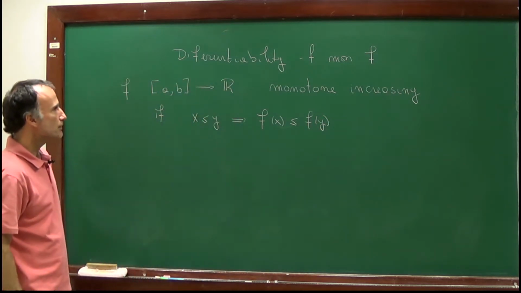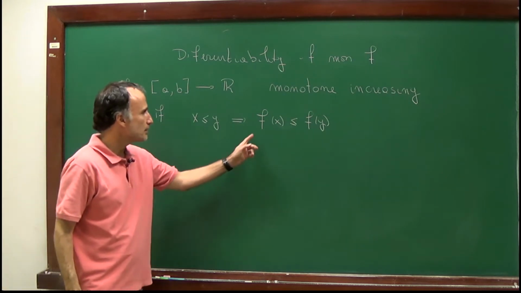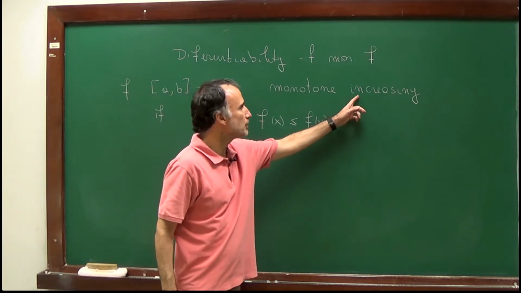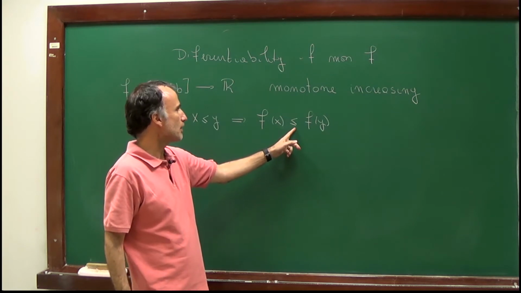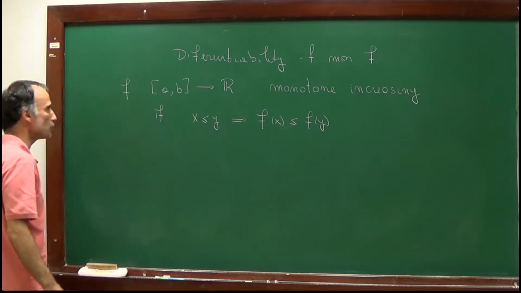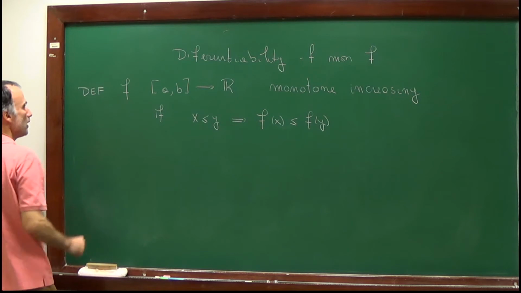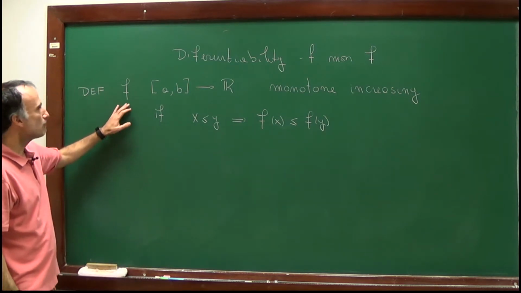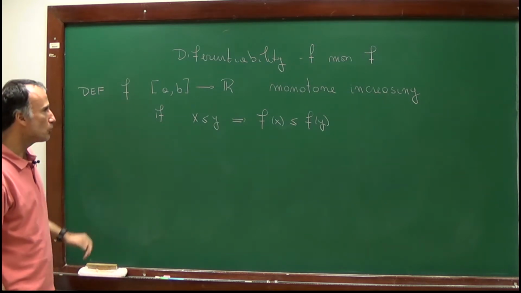And the first main theorem will say that if you have a monotone increasing function, then this function will be differentiable almost everywhere. Of course, I can replace increasing by decreasing, and here I just need to replace this inequality less or equal by a greater or equal, to have a decreasing monotone function. So this is a definition. And what I want to prove, as I said, is that if you have a monotone increasing function, this function will be differentiable almost everywhere.